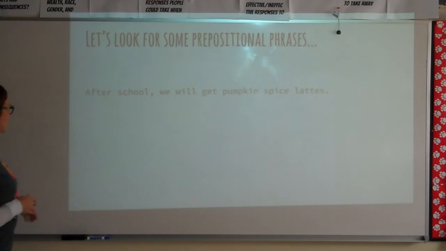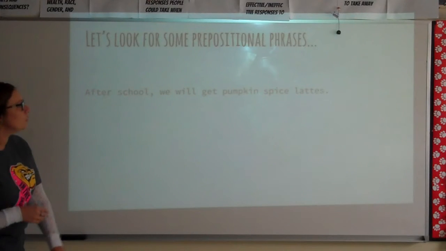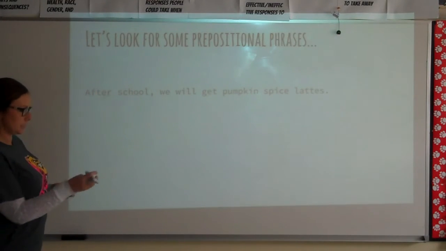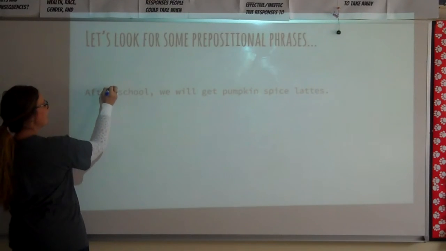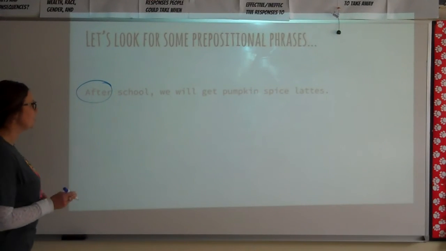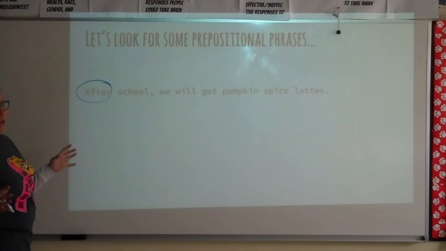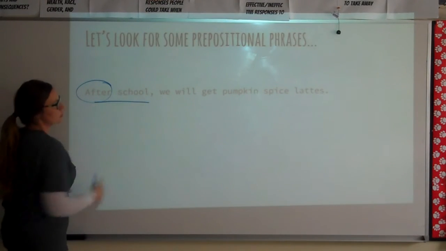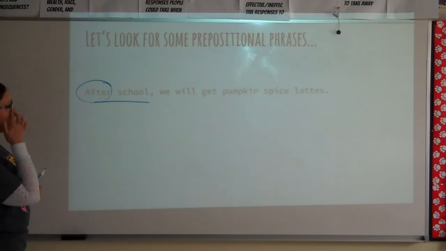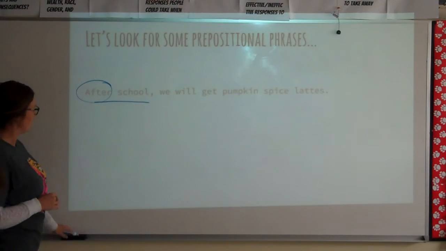So let's do a couple of sentences together. After school, we will get pumpkin spice lattes. And then we'll probably go to the cat fashion show. So in this sentence, after is my preposition. And if I want to find my whole prepositional phrase, I start with my preposition and I go until I hit the noun, which is right next to it, school. So after school is the prepositional phrase.